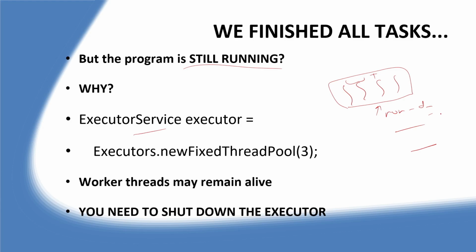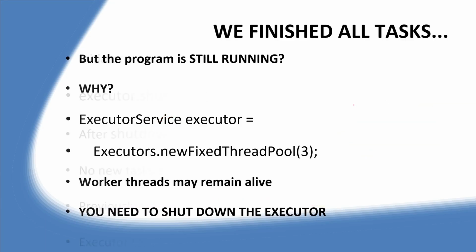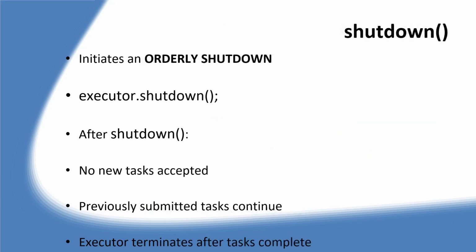So if you forget to shut down the executor service, this will keep the JVM alive. That is why proper executor service shutdown is necessary. We need to shut down the executor once all tasks are finished. To initiate an orderly shutdown, we call the shutdown method, executor.shutdown. This will start the shutdown process.